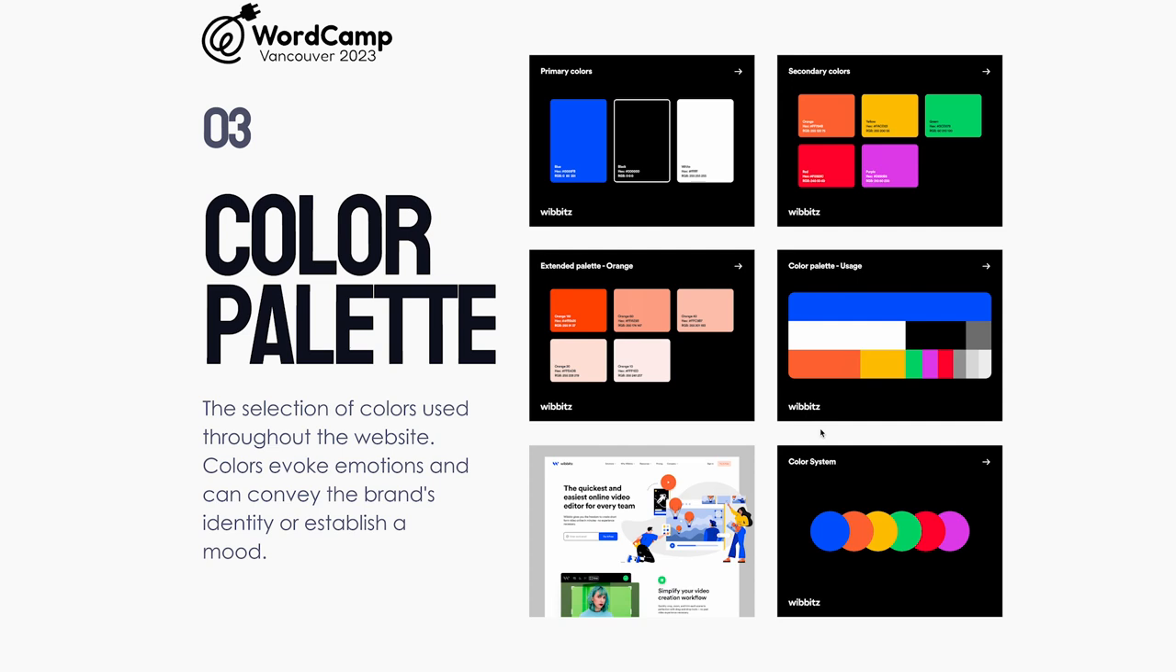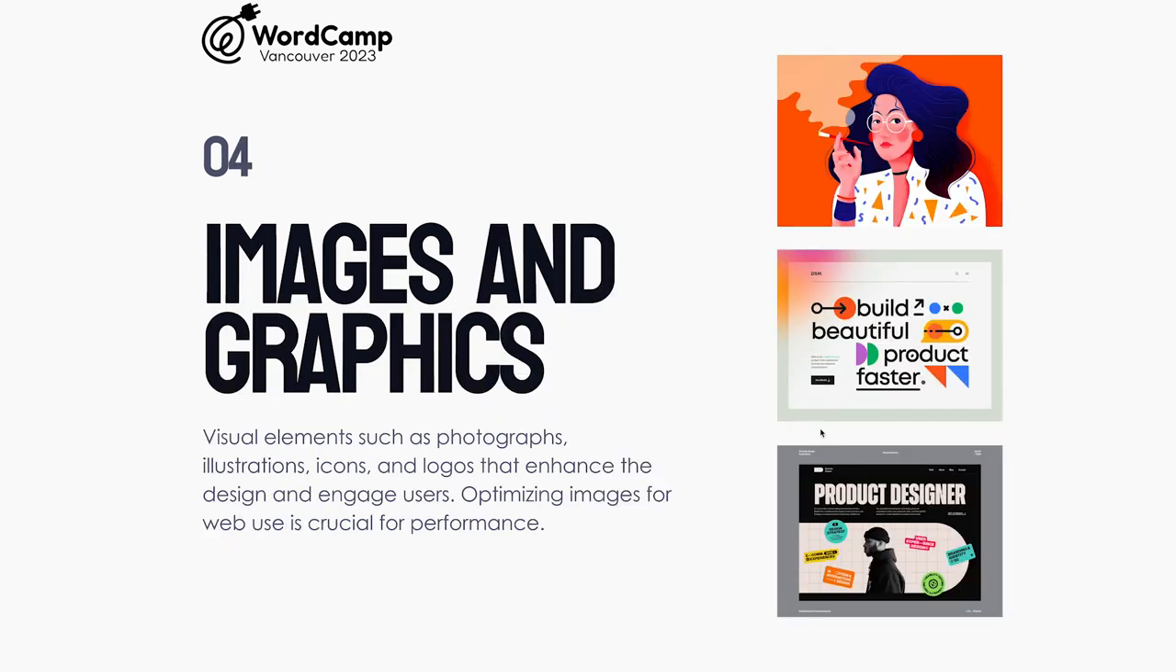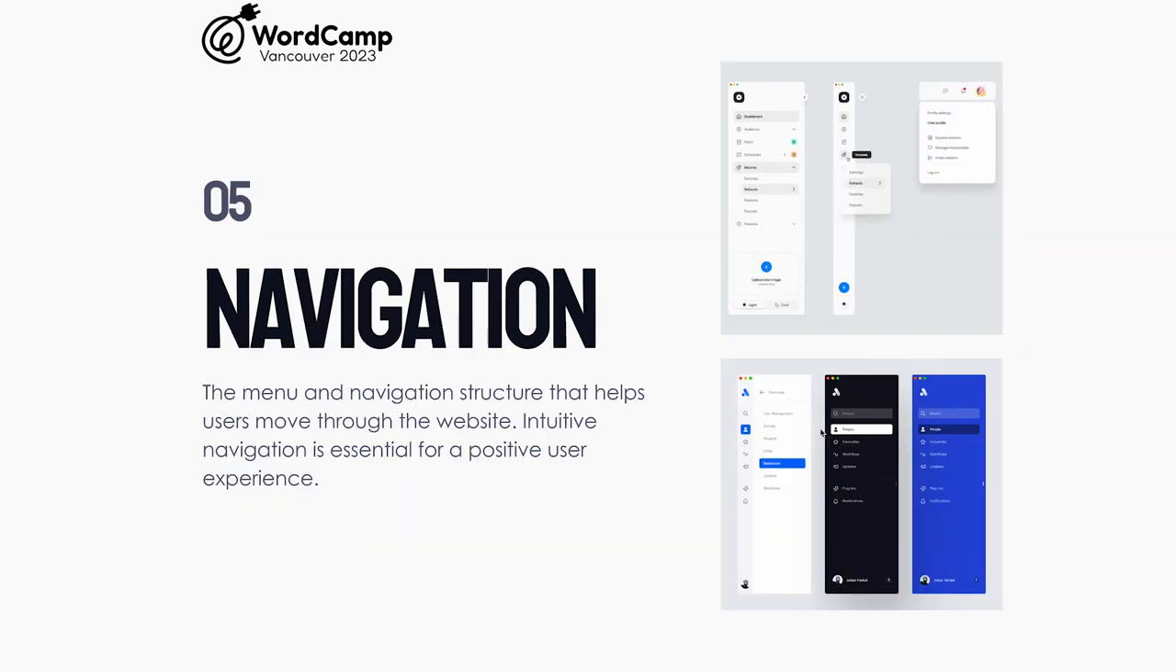Number three, color palette. The selection of colors used throughout the website. Colors evoke emotion and can convey the brand's identity or establish a mood. Number four, images and graphics. Visual elements such as photographs, illustrations, icons, and logos that enhance the design and engage users. Optimizing images for web use is crucial for performance.